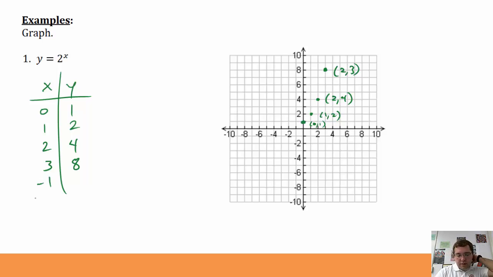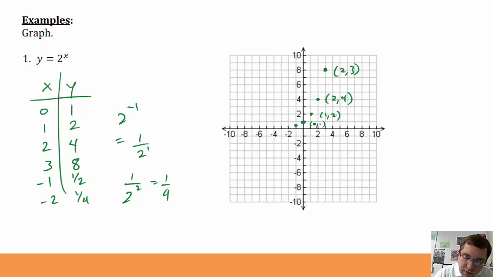If x is negative 1, I've got 2 to the negative 1 power. A negative exponent means I put it on the bottom of the positive exponent, so it's 1 over 2 to the first power. That's just 1/2. Okay, so if x is negative 1, y is 1/2. If x is negative 2, I've got 1 over 2 squared, and that's 1/4. If x is negative 2, y is 1/4.